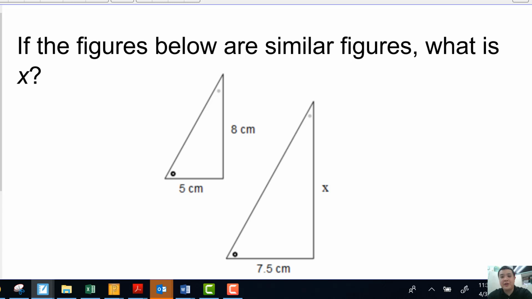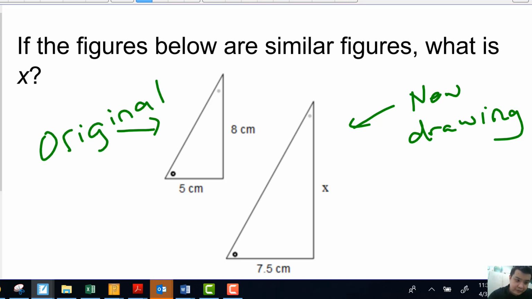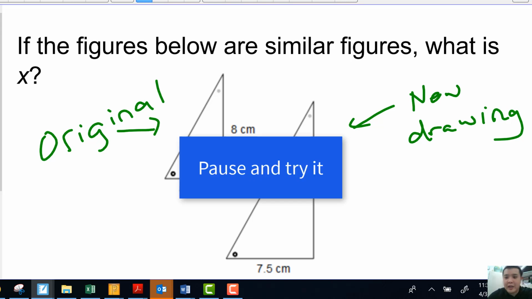Here we have again two similar figures. That means that this image right here on the right is the new drawing. It's just scaled up from the original, which is right here. Go ahead and try to find what x is on your own.